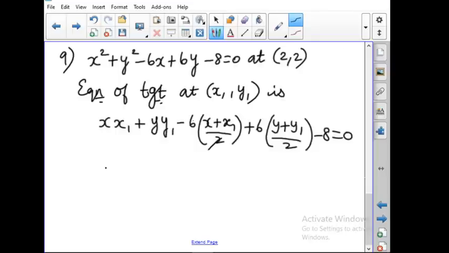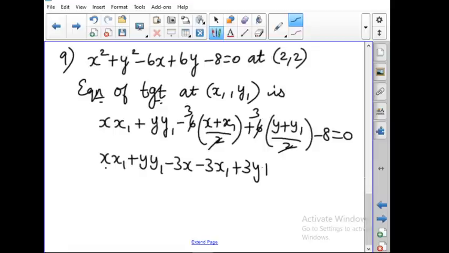Now we can cancel this and make the equation as x x1 plus y y1 minus 3x minus 3x1 plus 3y plus 3y1 minus 8 equal to 0. Here, what is x1, y1? It is (2, 2).